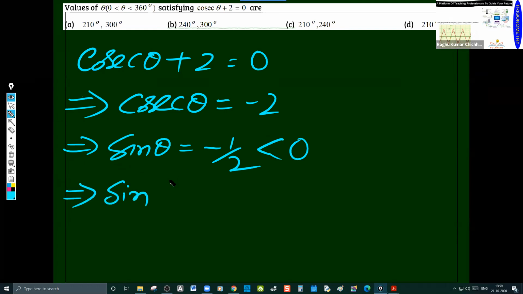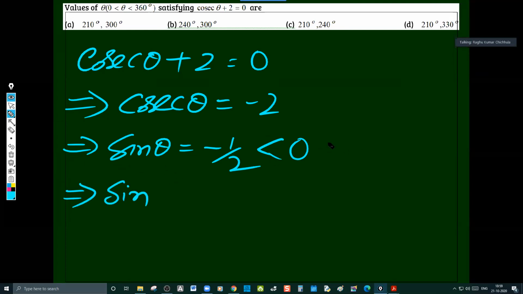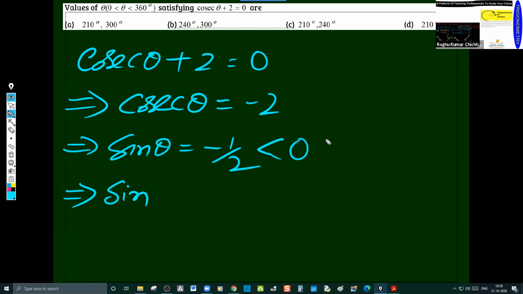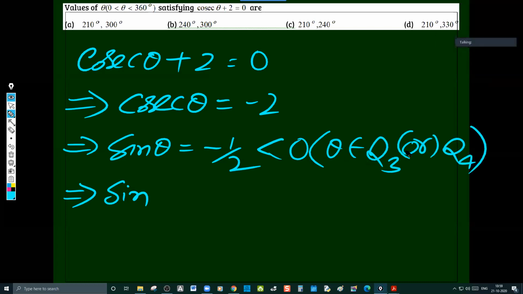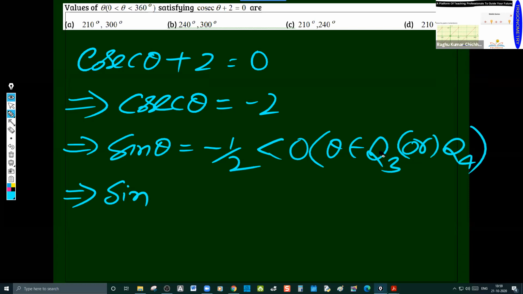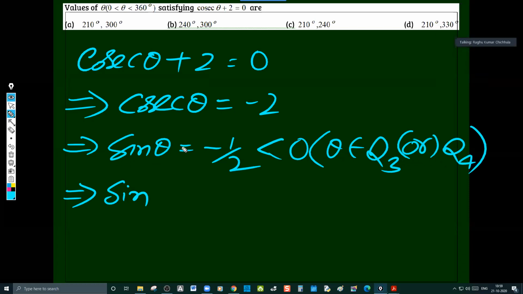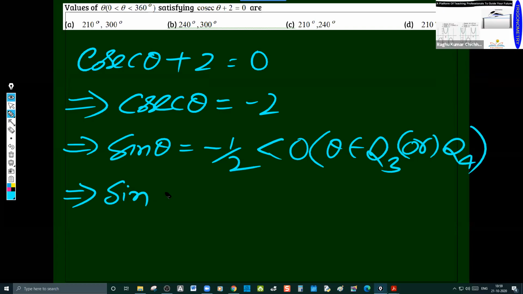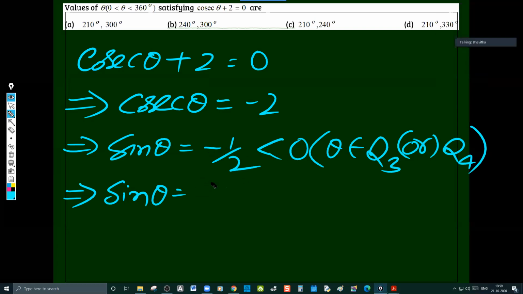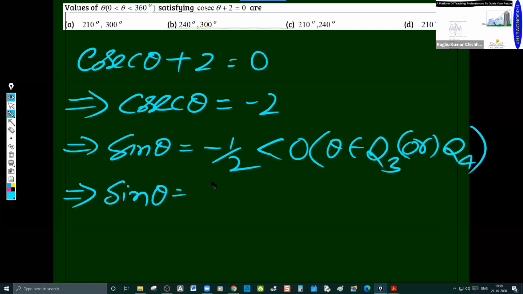Now, we have decided that here theta belongs to Q3 or Q4. Clear now? That's what, Bhavi, you said. Both of you said that. Theta is lying in Q3 or Q4. Yes, sir. And what I'm doing now, I'm placing this. Now you forget about the sign. Then sine theta is equal to 1 by 2. For what value of theta, sine theta becomes 1 by 2, please? 30. That's good.